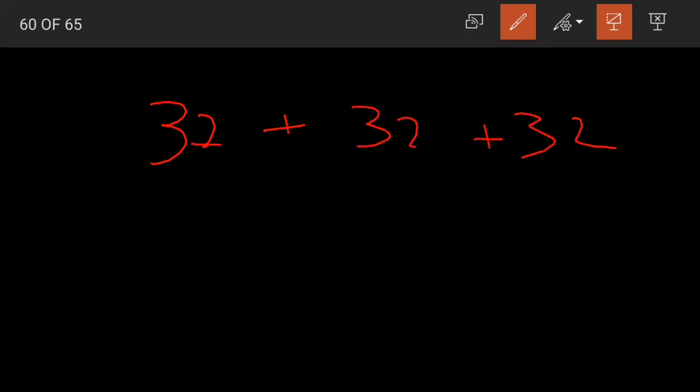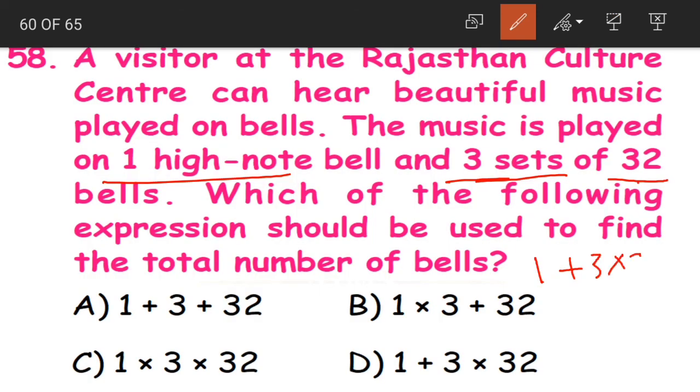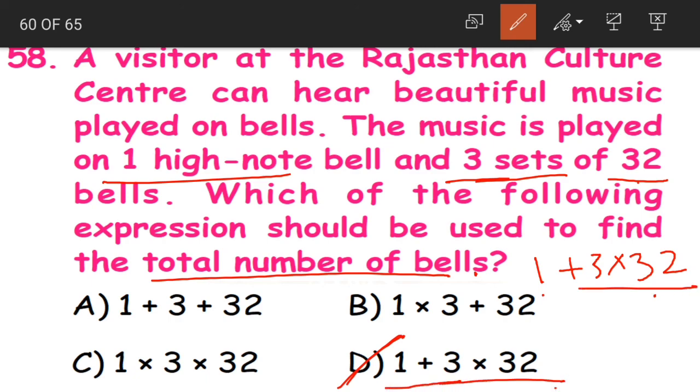3 sets of 32 means 32 plus 32 plus 32. There are 3 sets: 32, 32, 32. How can we represent this? 3 into 32. Yes children, 3 into 32. So 1 plus 3 into 32 will be used to find out the total number of bells. That is option D, 1 plus 3 into 32. Clear children? Multiplication here means repeated addition. So instead of adding it 3 times, we simply multiply it with 3. 1 plus 3 into 32.